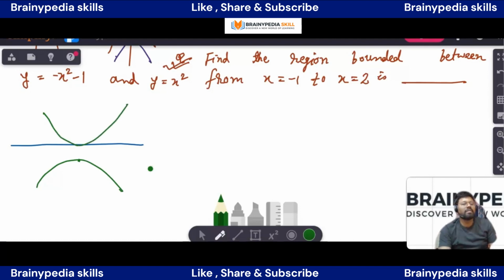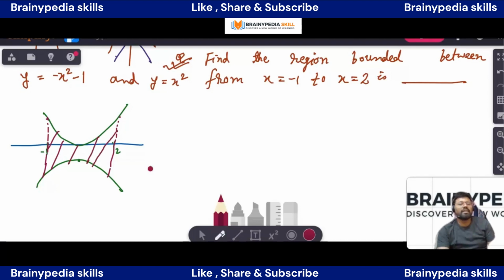I hope you remember this one. Now add x equals to what? Minus 1 to at x equals to 2. You need to find out the area formed. So let's check, the area formed is nothing but at this portion. Clear? So they have asked you to calculate this area.